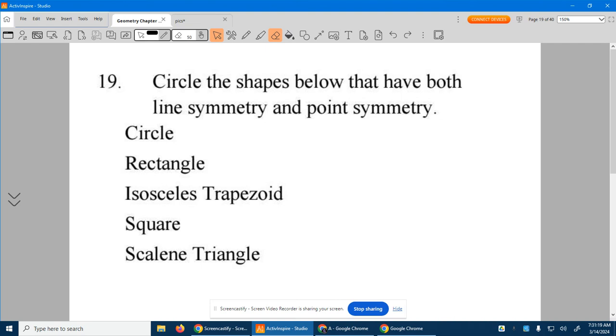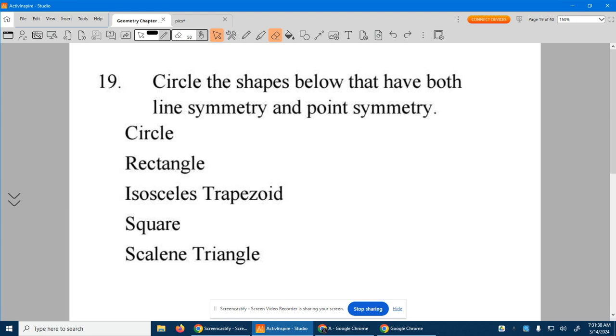Right, number 19. We want to circle the shapes below that have both line symmetry and point symmetry. Now, point symmetry is the same as rotational, where you grab it in the center and can spin it and land on itself before you spin it all the way around 360 degrees. So let's take a look.